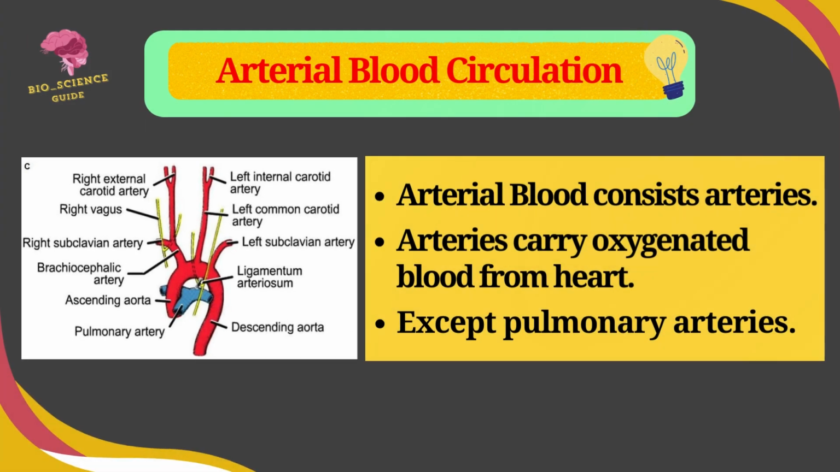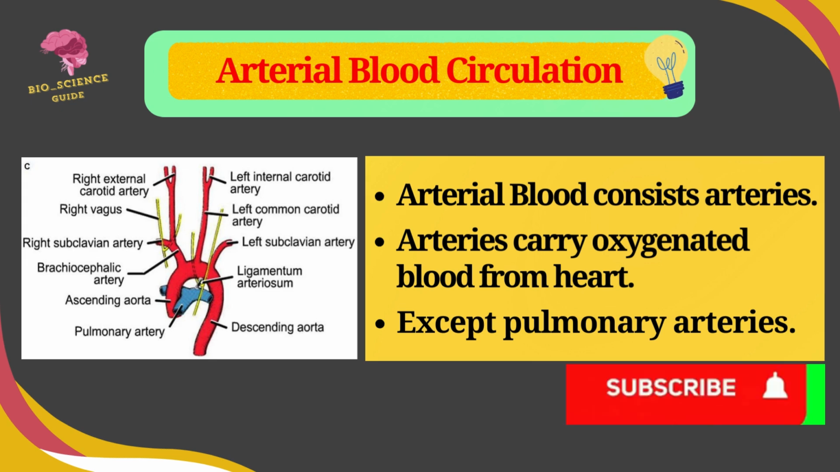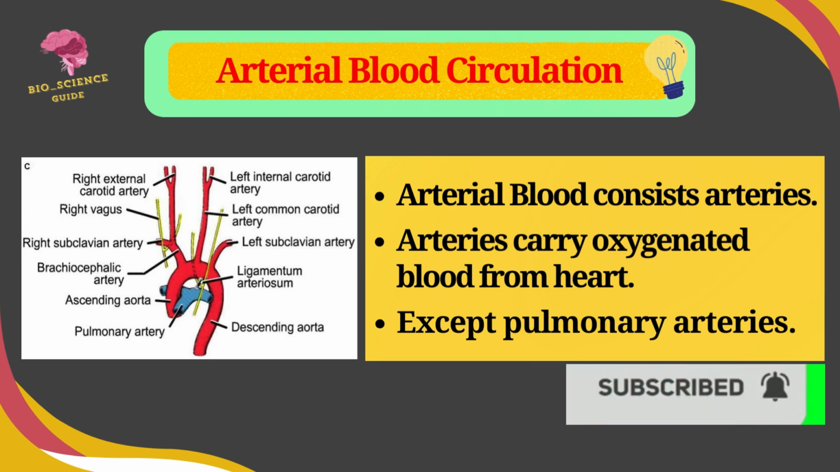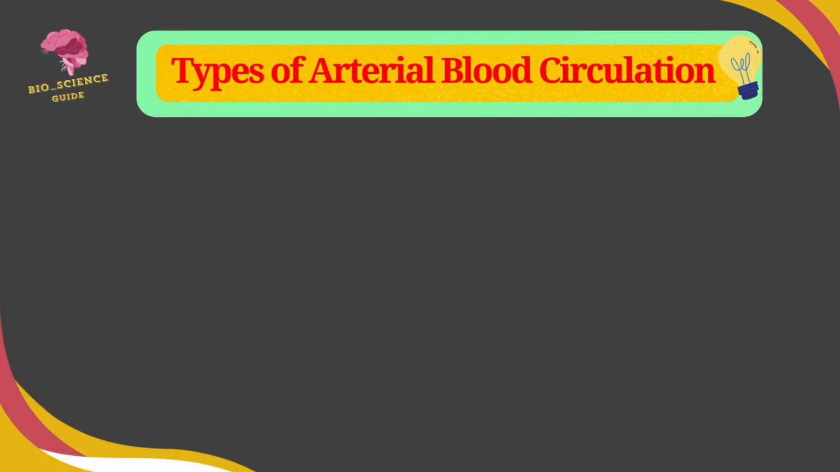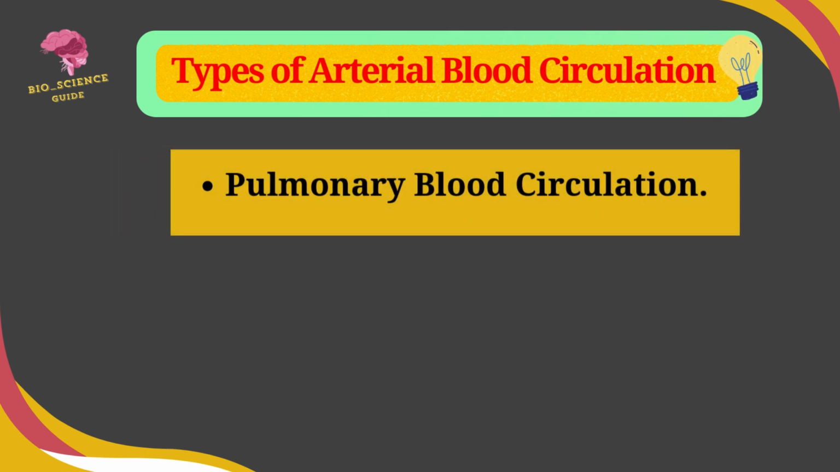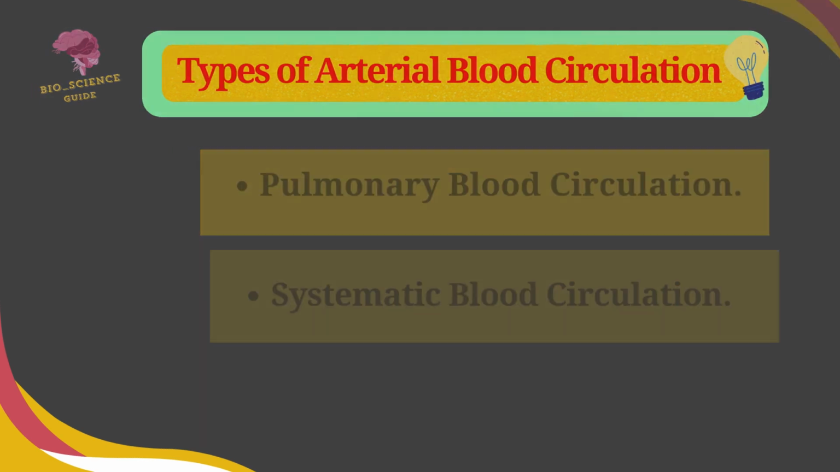Today the topic is arterial blood circulation. The arterial blood circulation consists of arteries which carry oxygenated blood from the heart to the different parts of the body, except pulmonary arteries which carry deoxygenated blood from the heart to the lungs. The arterial blood circulation includes two types: pulmonary blood circulation and systemic blood circulation.